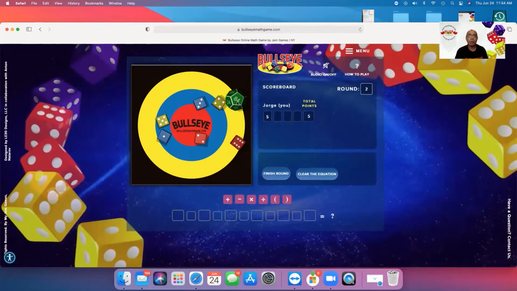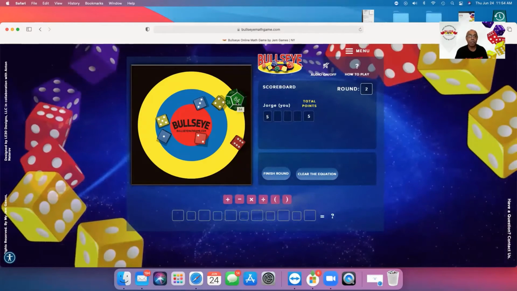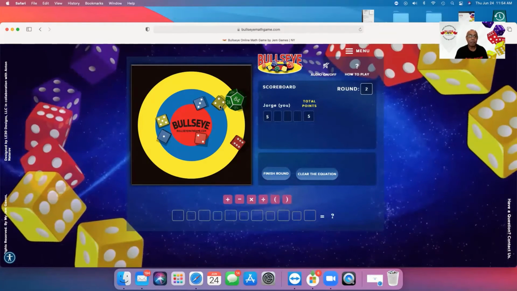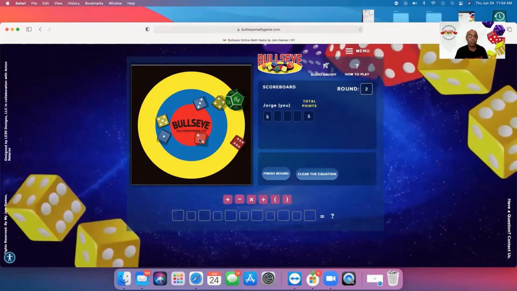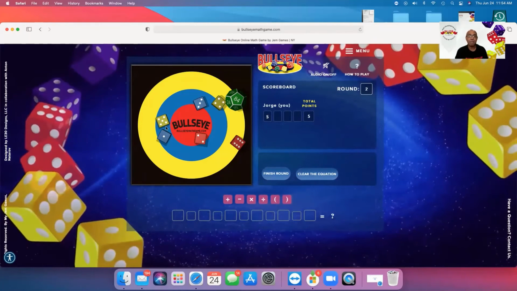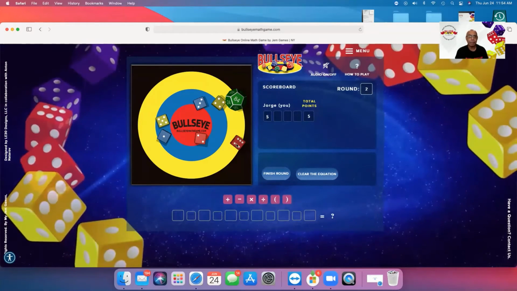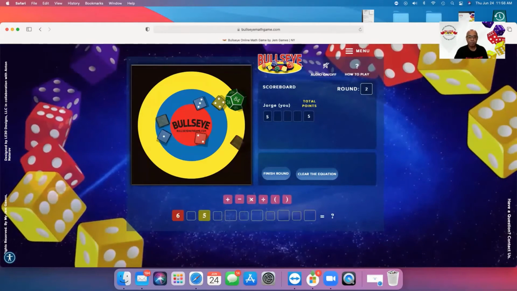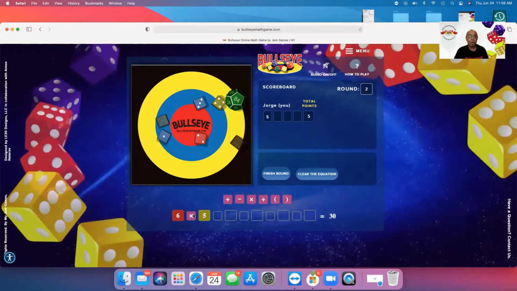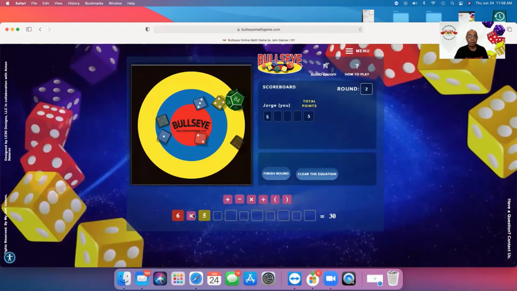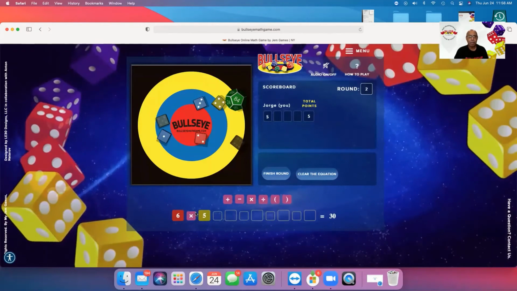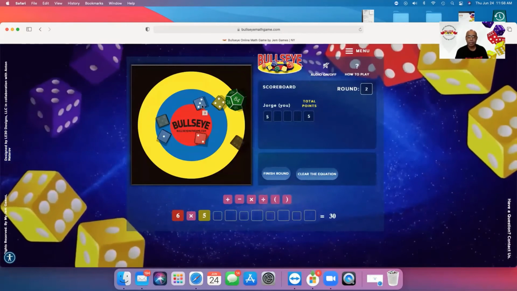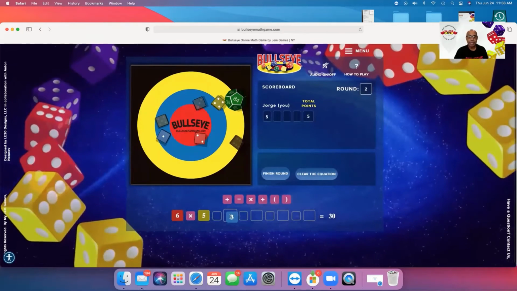So in round number 2, our bullseye number is 84. So let's see what we have here. We have a 6, 4, 3, 2, 1, and a 5. Okay, let's see what we have. So let's do 6 times 5. That gives me the product of 30, right? And 30 times 3 will give me 90.